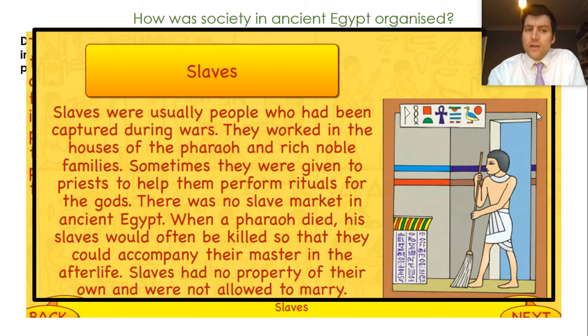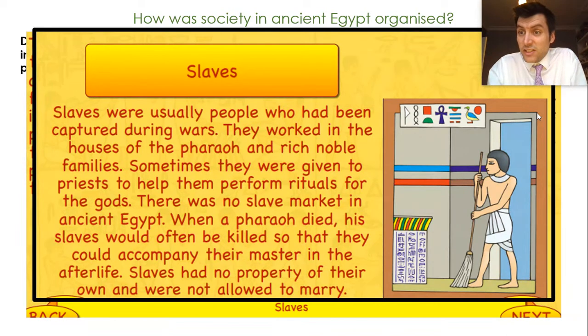Now, slaves were people who'd been captured. They didn't have a choice to be working for somebody. They worked in the houses of the pharaoh and rich noble families. They were given sometimes to priests to do jobs for them. You couldn't be bought or sold as a slave. It was different to when slaves were used by other people later on in society.